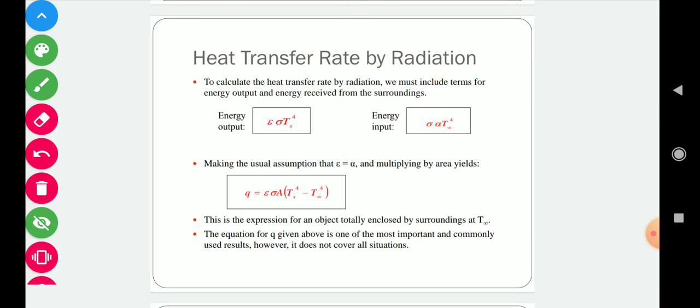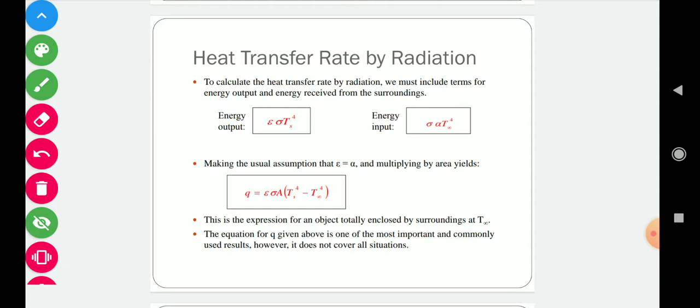So if we use this in the above equation, and then calculate the total amount of energy transfer, that will be equal to the difference between the amount of energy gained by the system and lost by the system. So this Q, the net energy, will be equal to the difference of these two equations. Q equals epsilon sigma A times Ts raised to power 4 minus T infinity raised to power 4.